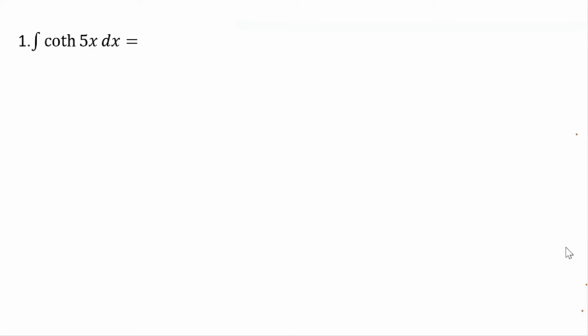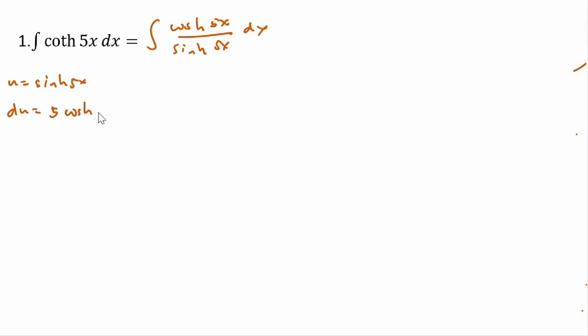So number one is the integral of hyperbolic cotangent of 5x dx. Since there is no direct integration formula for hyperbolic cotangent of 5x dx, I will take first the ratio identity. So I can rewrite that one now as the integral of hyperbolic cosine of 5x over hyperbolic sine of 5x dx. So from here, I'm going to let my u as hyperbolic sine of 5x, and then the derivative of hyperbolic sine of 5x is 5 hyperbolic cosine of 5x dx.